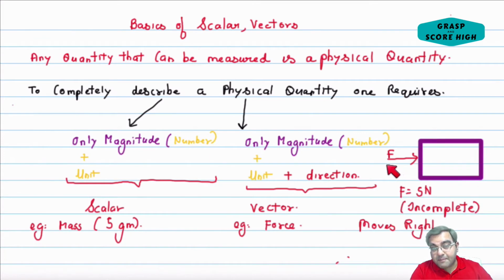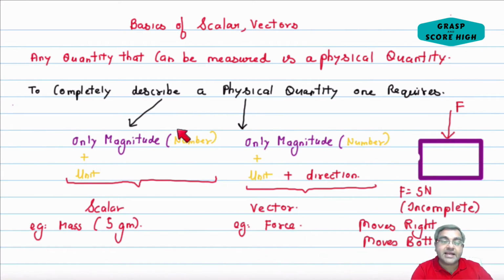Because if I apply the force like this as shown in the figure, the object is going to move towards the right. If I change the direction of the force and I apply the force from the top, the object is going to move at the bottom. So the direction in which the force is applied matters. Therefore, for complete description of force, I require 3 things: magnitude, unit, plus direction.